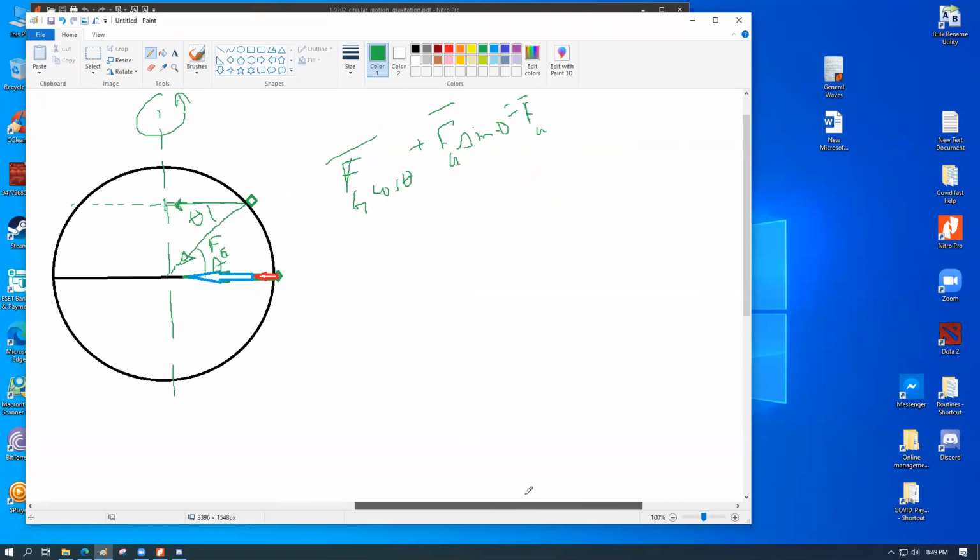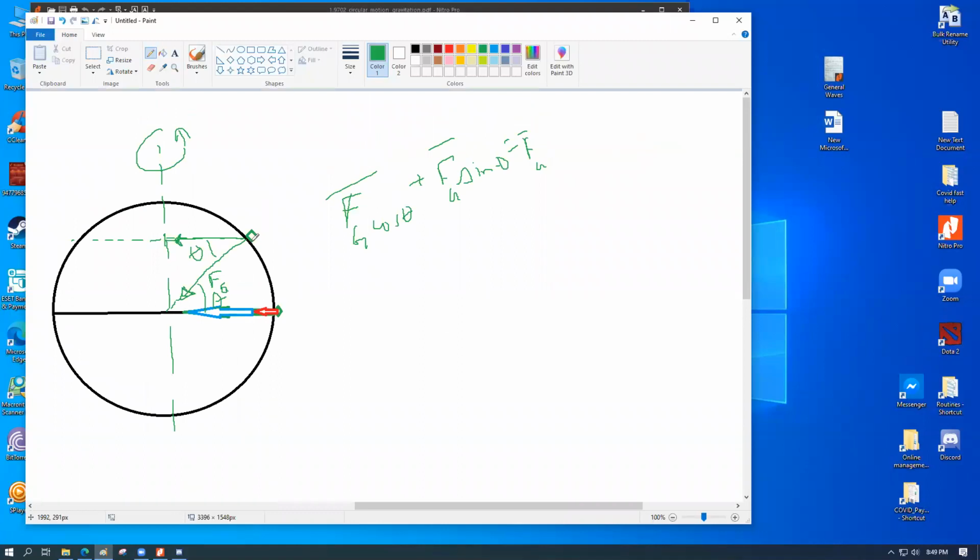Now what I need you to understand is that as you have gone up over here, a small fraction of this Fg cos theta part would be used up as the centripetal force. Not all of it. So the total amount that you would have remaining would be somewhat smaller than the actual Fg value.